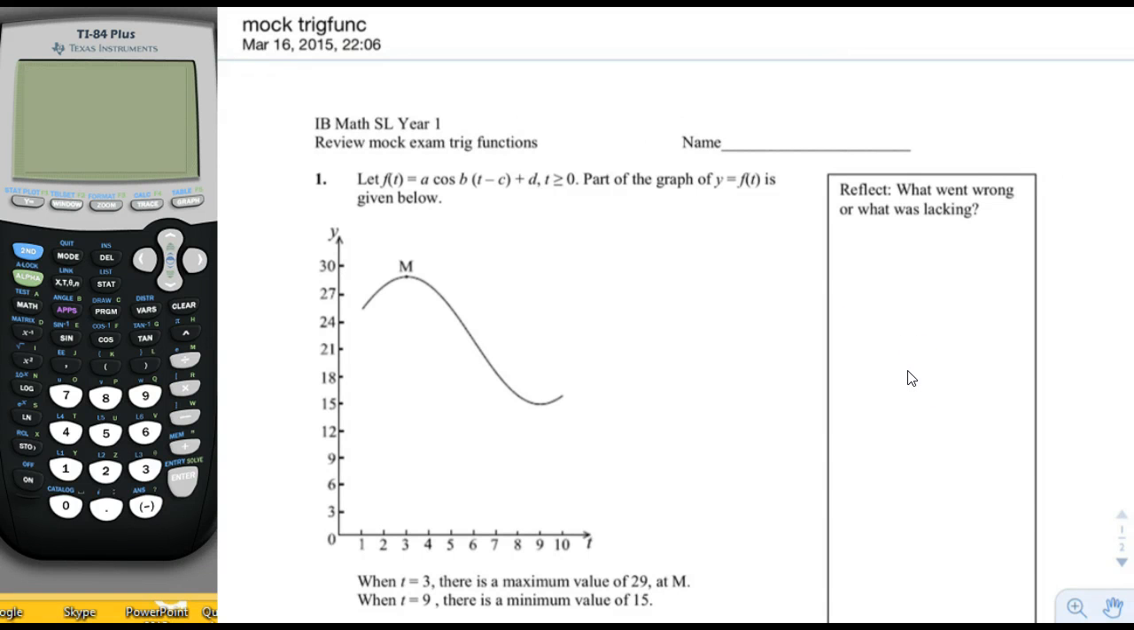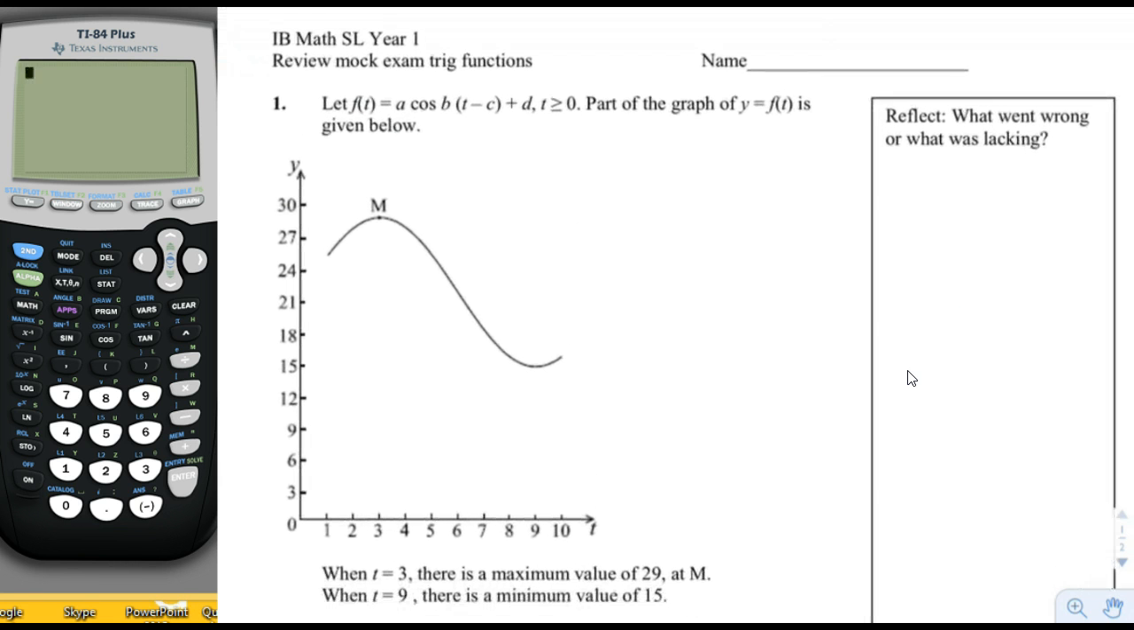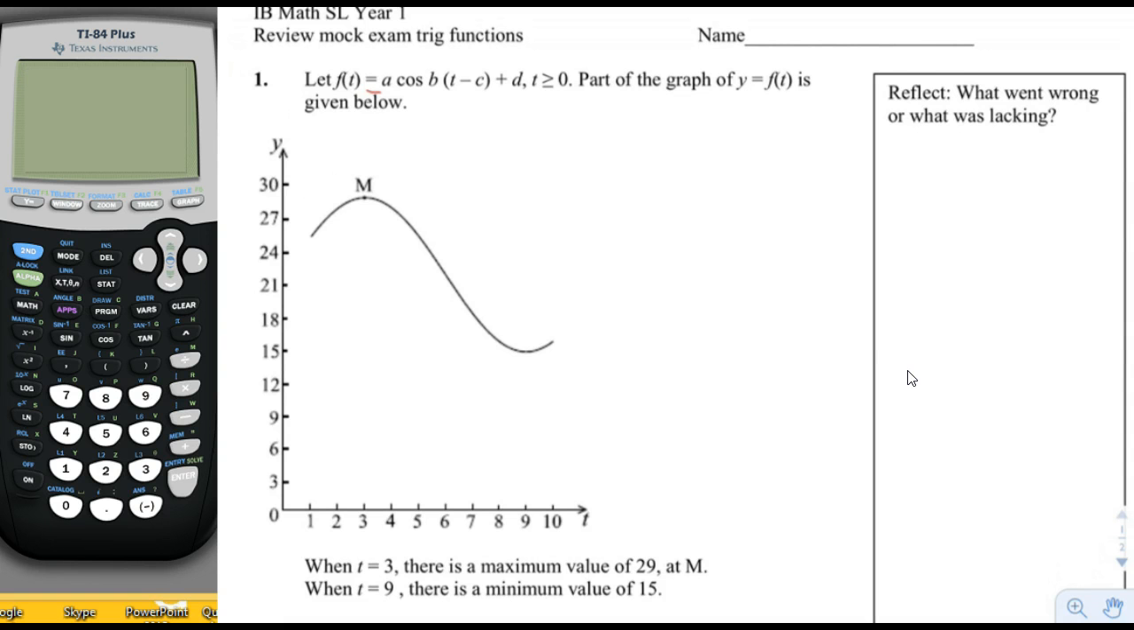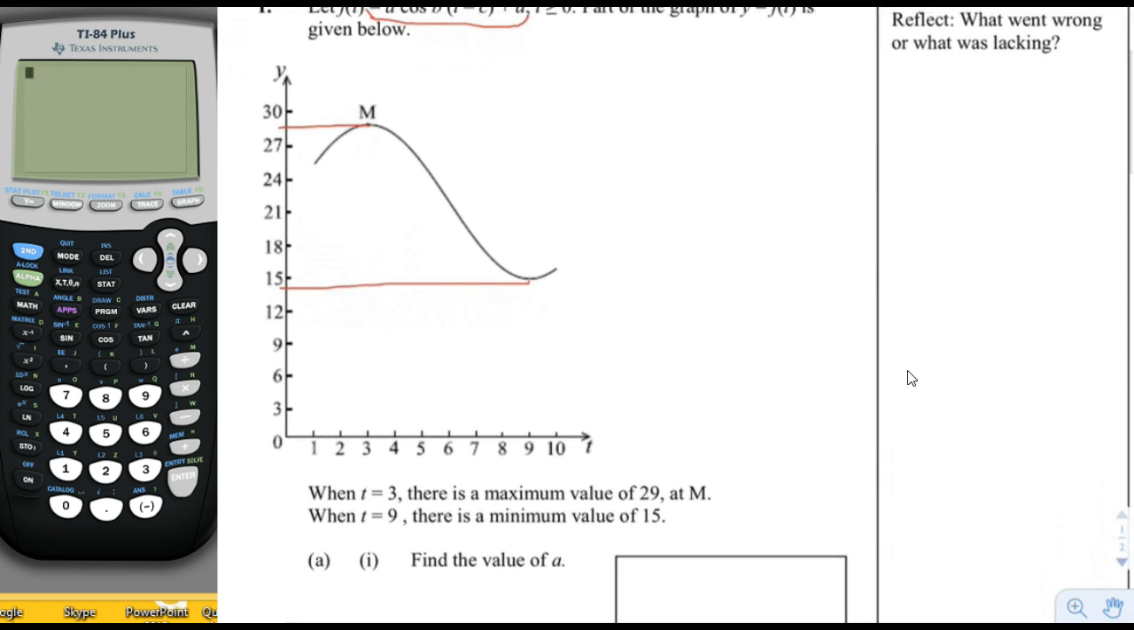Okay, here's a solution for the mock exam for trig functions problems. Let f of x equal, and then they give us the standard function for cosine. Part of the graph of y equals f of t is given below. So this is the maximum and this is the minimum. I think they're going to tell us exactly how tall those are.